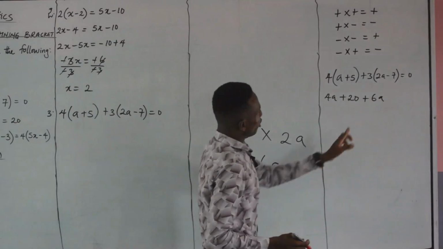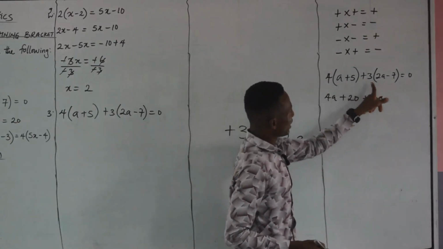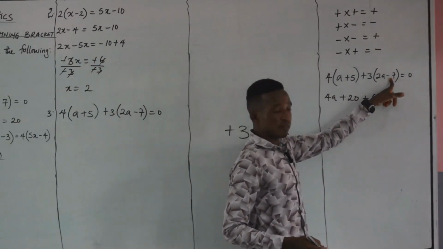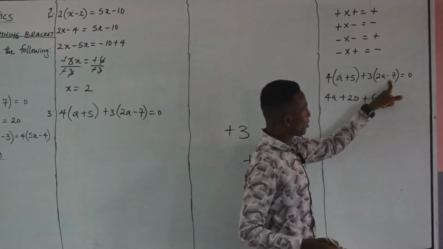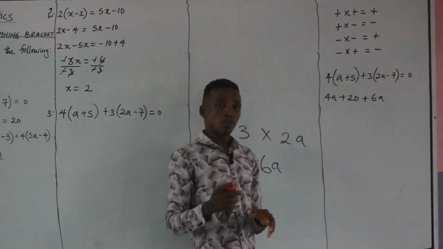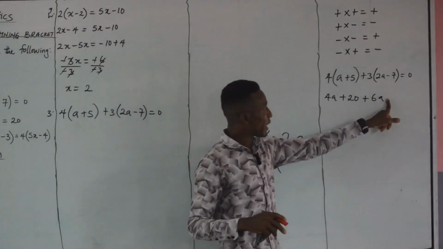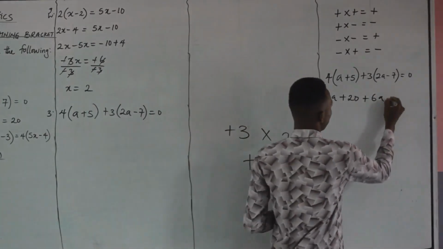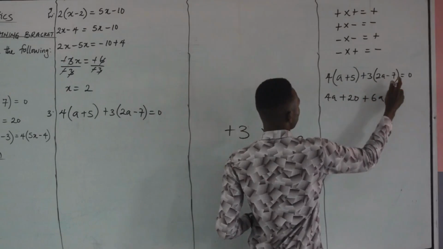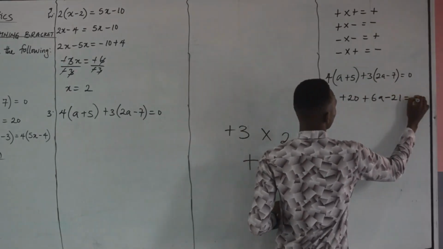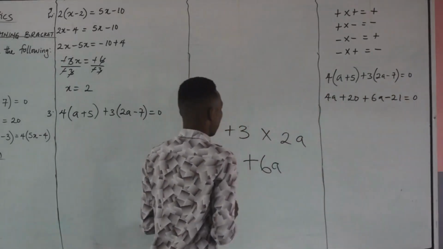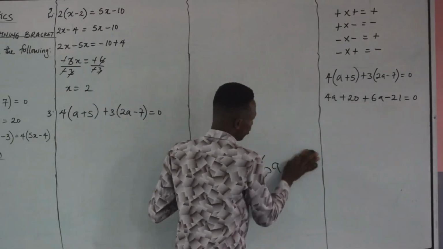Now coming back to this place here, now we have plus here, and before the 7 here we have minus. Plus times minus, since the signs are not the same, automatically the answer is going to be minus. Plus times minus gives us minus. Then multiplying the numbers, 3 times 7 gives us 21. Everything equals to 0. So we have been able to open the brackets conveniently.